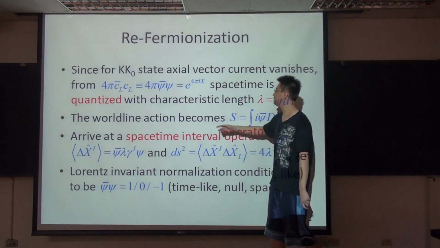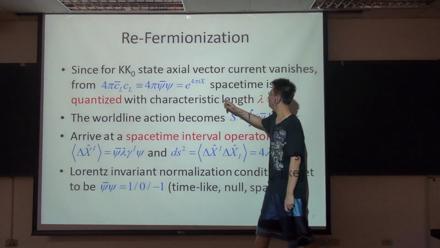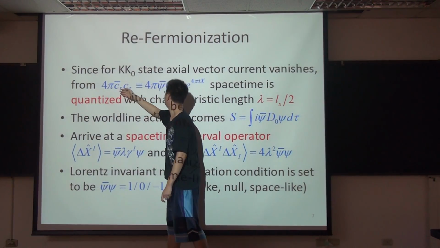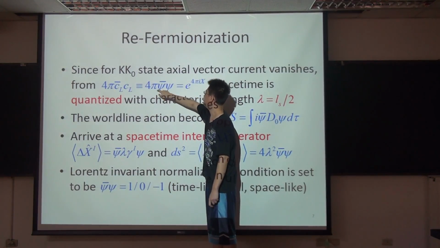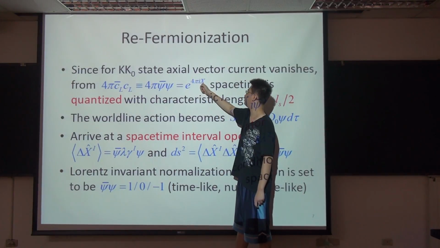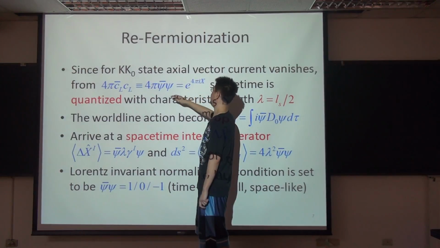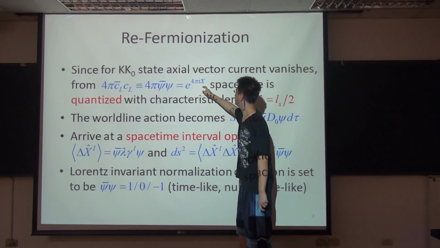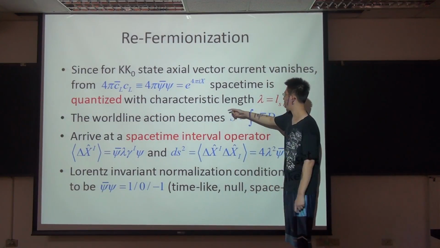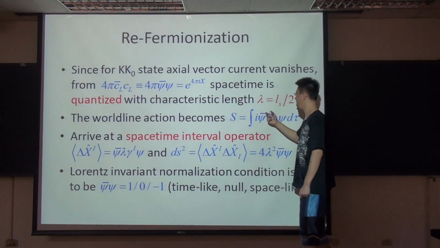So since the KK belonging to the axial operator is vanishing, we can write down our diaphragmatic field in terms of a single fermionized field and relate it back to our space-time bosonic object through the quantization dictionary. Because we have the equation of state, we know it's conserved, so this object is always a constant. So x is quantized with a characteristic length, which is lambda. This is the string length of our theory.